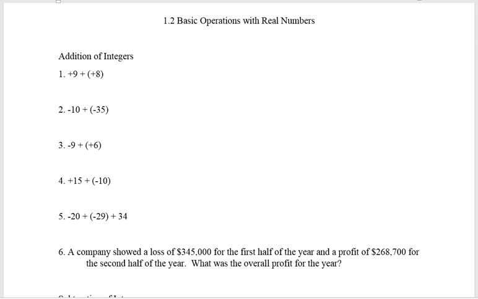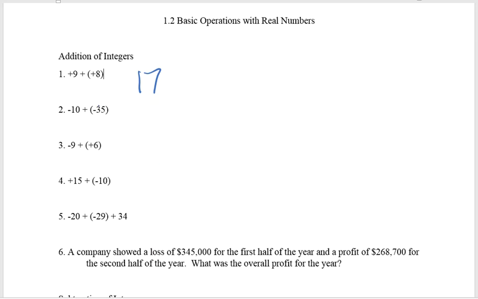So the first problem that you can see on here is 9 plus 8. They're both positive numbers, so they're numbers that are coming into us. We have $9, we also have $8 coming in, and so we have a total of $17. Make sure my pen's working.